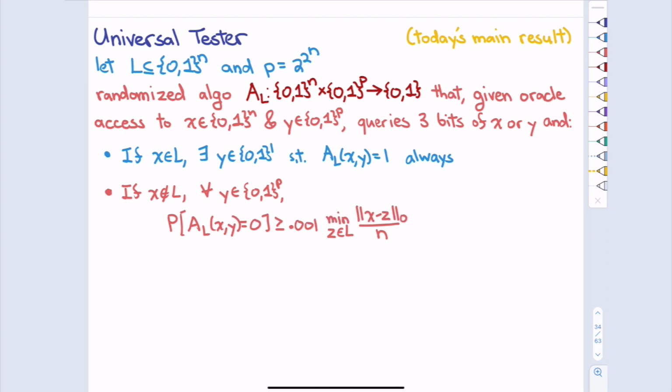So this looks a little bit like the PCP theorem, but there are a couple of differences, and they're lined up on the next slide. Maybe I can ask you guys what sticks out. What's one difference between this and some of the stuff from the PCP theorem?